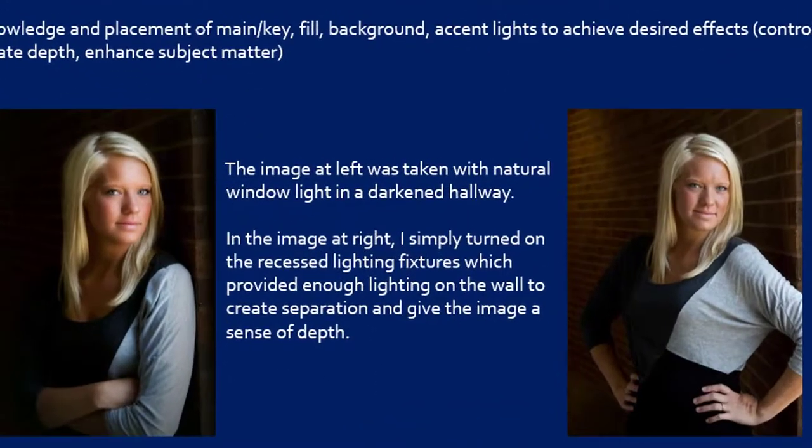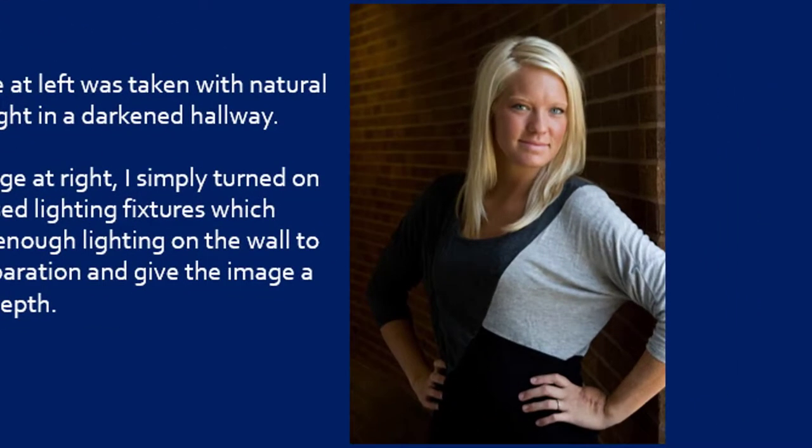In this example, I'm photographing on location at a class, and as I'm doing this window lit portrait, I felt like the background was simply getting way too dark. All I did was turn on the hallway lights, and that provided enough ambient light into the background to give it a little bit more detail back there, but more importantly to create separation from the subject, her hair, and the background.